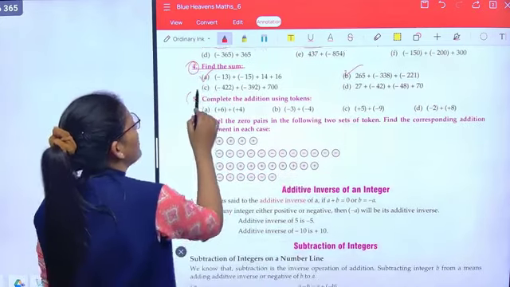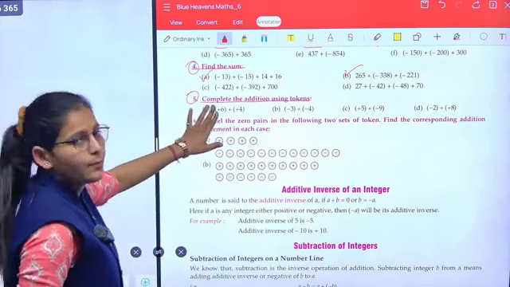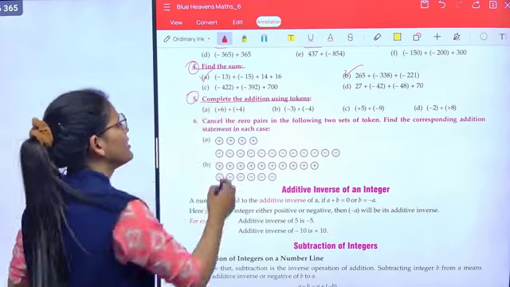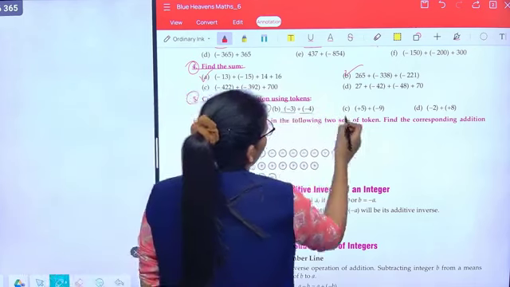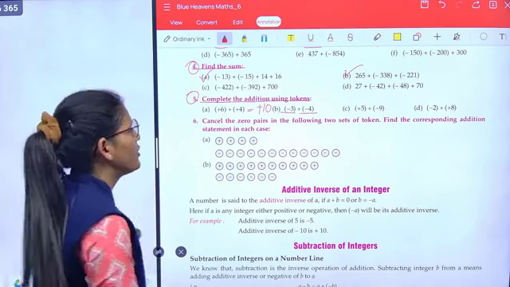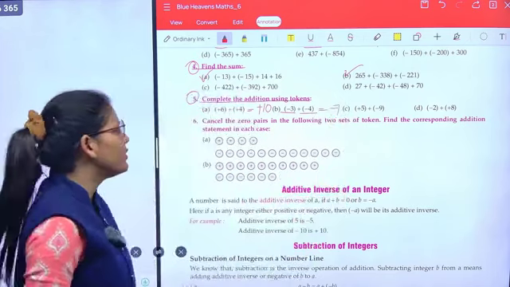Question number 5. Complete the addition using tokens. Class, it is 6 positive, 6 positive, 4. So class, it is positive 10. Now minus 3, minus 4. So class, it is minus 7. Rest of the parts do yourself.